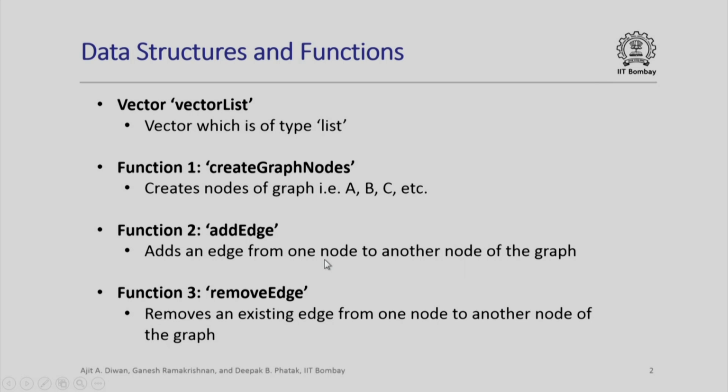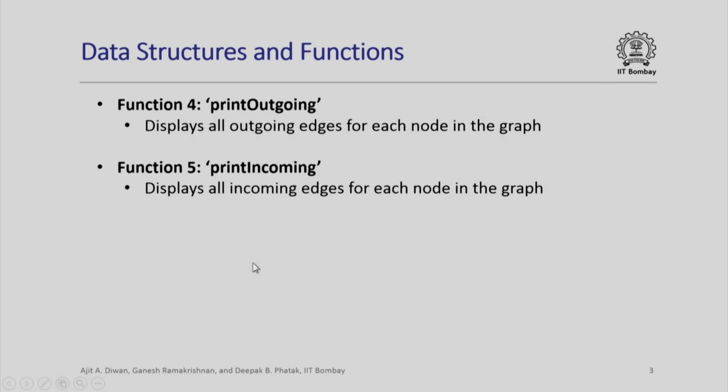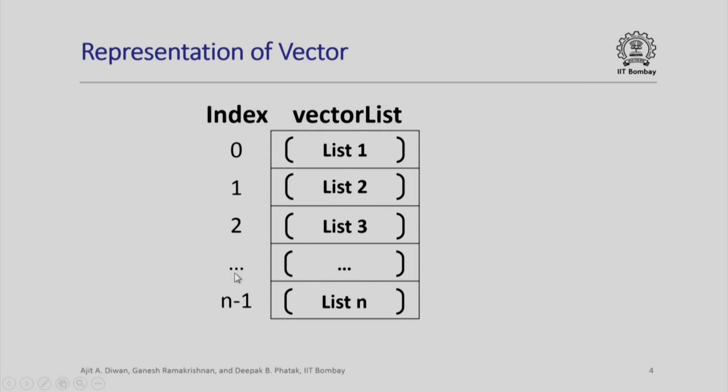Similarly, if there is a mistake or for some reason we have to remove an edge, we should need a function to remove an existing edge from one node to another. We of course will need ability to show the final graph. So, we have two functions as we had discussed, the two displays that we will create. One is showing outgoing edges and the other showing incoming edges. So, the program is really simple and straightforward if all the input data is correctly given. Let us look at the program.